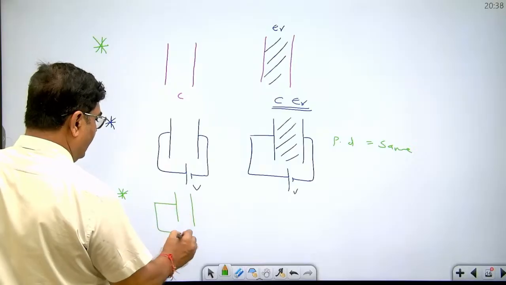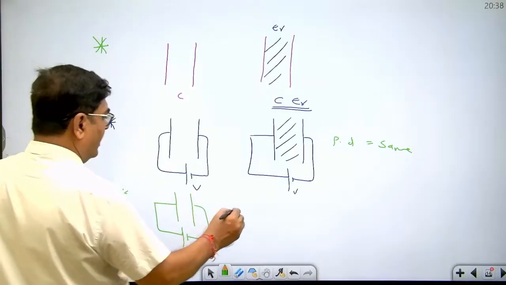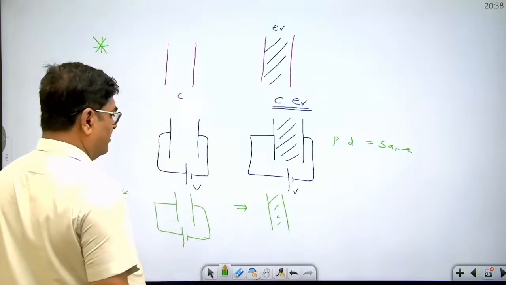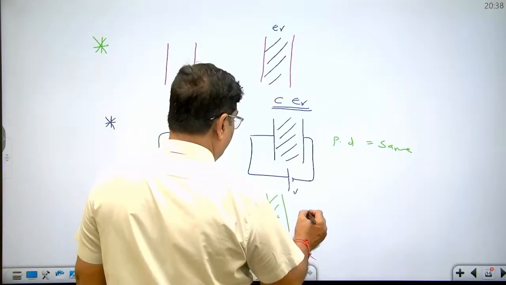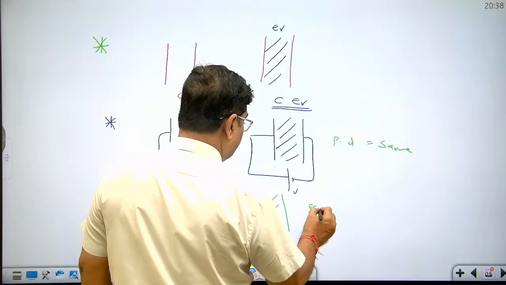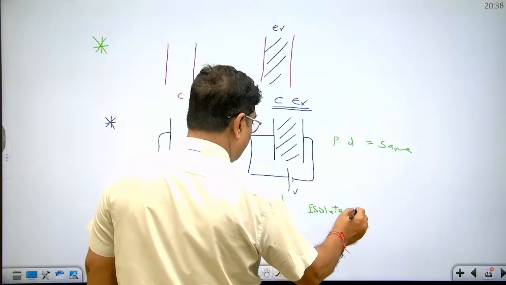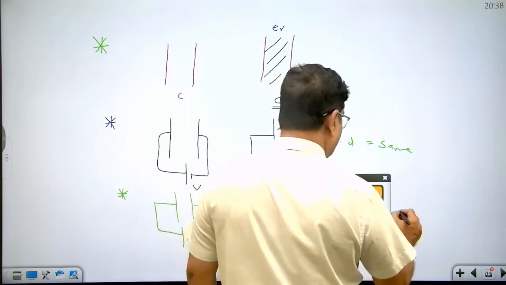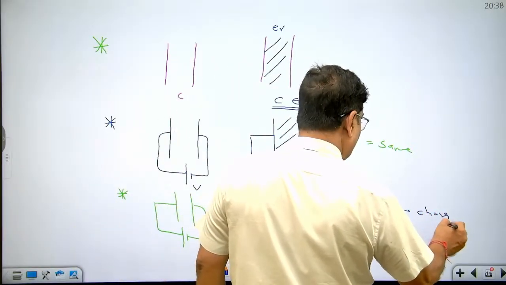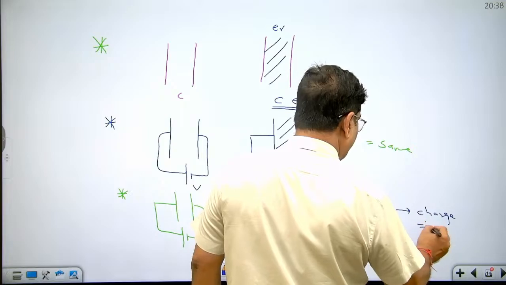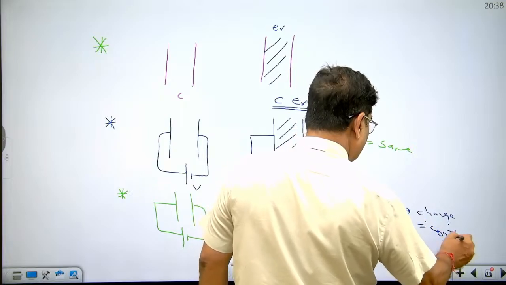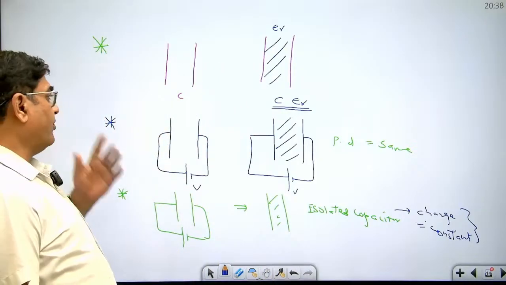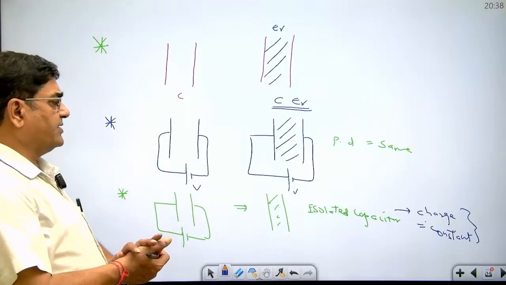Dear student, now if the battery is connected, what are you doing? You are inserting the dielectric, but the battery is removed. If the battery is removed, then what will happen? In an isolated capacitor, remember the most important thing is that charge will remain constant. Charge on the plate of the capacitor will remain constant. Okay. So these are the important points to solve the problems in capacitors, okay?